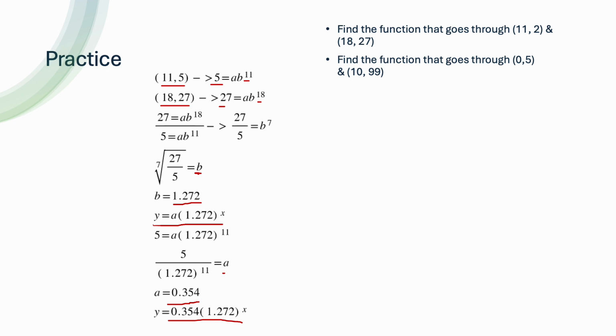Now let's do this other problem, which is going to give us the y-intercepts. We have find the function that goes through 0, 5, and 10, 99. And you can pause the video, try it real quick, and then get back to me.